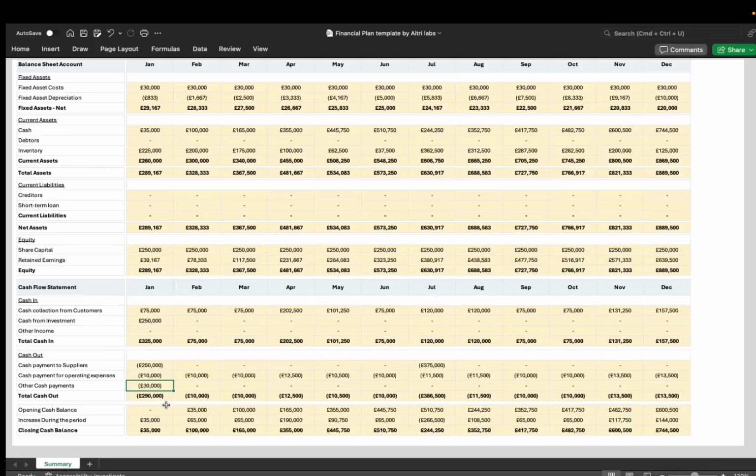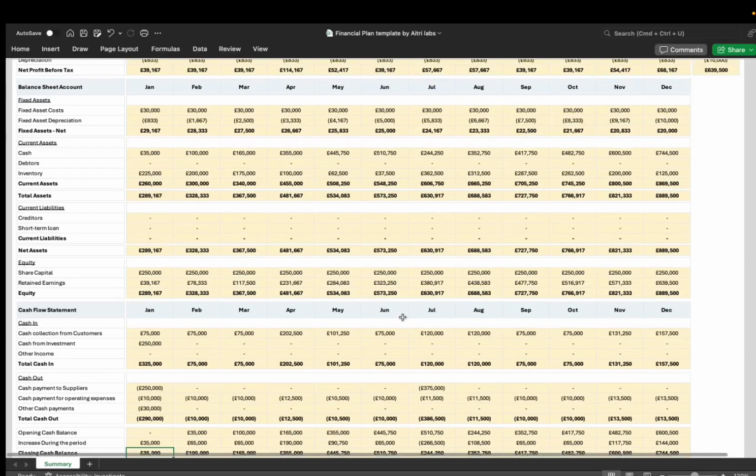And finally, guys, my opening cash balance. So we started the year with 0, and then it increased during the period, which is the difference between my cash in and cash out, is 35k, and my closing balance is my opening balance plus increase during the period, and that's the 35k, and then that rolls on month by month till I get to the end of the year. And that's it, guys.